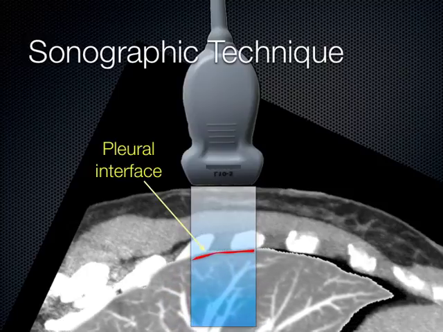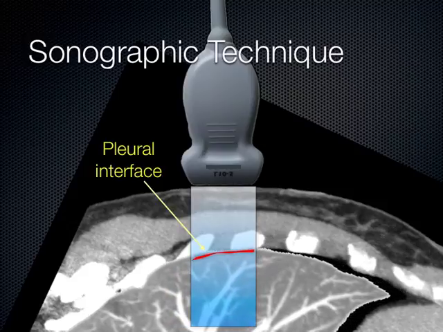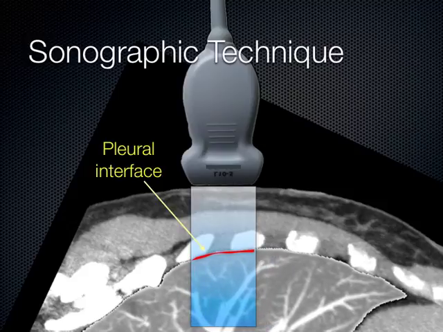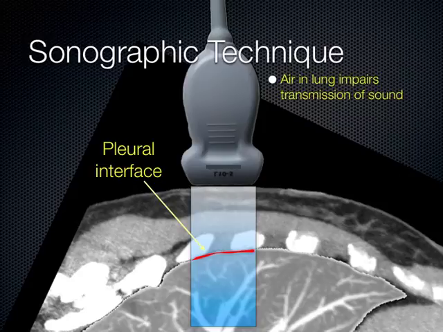So remember that air impairs transmission of sound. So when the lung is up, you will see sometimes very faint B lines, you'll see A lines, but you won't see deep into the lung unless the lung is consolidated or something is wrong with the lung. But you can see the pleural interface. You should be able to see that. You should be able to see sliding.